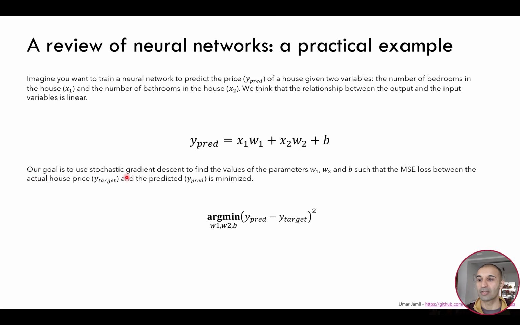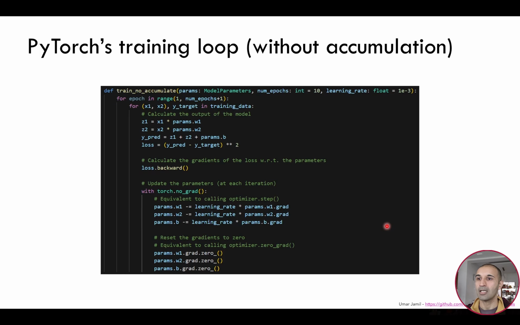Our goal is to use stochastic gradient descent to find the values of the parameters w1, w2 and bias, such that the mean squared error loss between the actual house price and the predicted house price is minimized. In other words, we want to find the w1, w2 and b such that we minimize this quantity here.